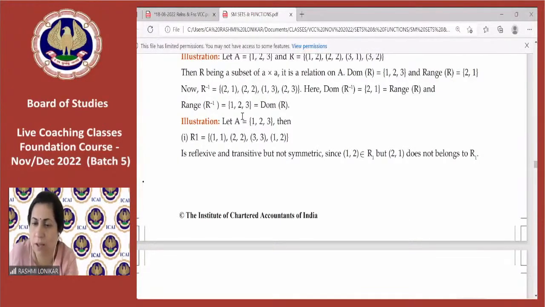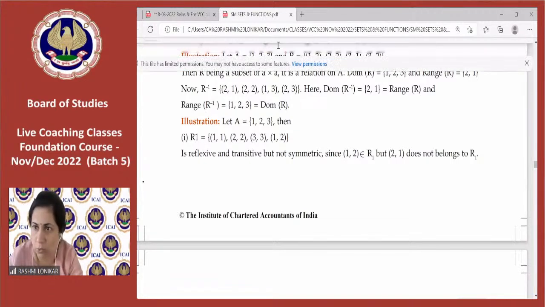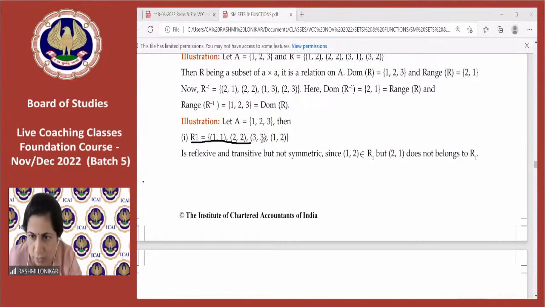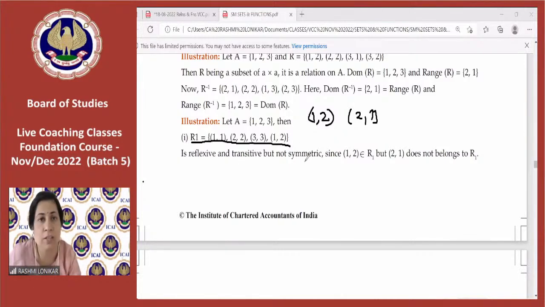If we have A equal to 1, 2, 3, and this relation R is 1,1; 2,2; 3,3 and 1,2, then it is reflexive and transitive, but it is not symmetric. Why? Because 1,2 is there, but 2,1 should also have been included. But do we have 2,1 here? No. So it is not symmetric. 1,1, is it reflexive? Yes. 1 relates to 1, 2 to 2 and 3 to 3, but it is not symmetric because we have 1,2 but we do not have 2,1.